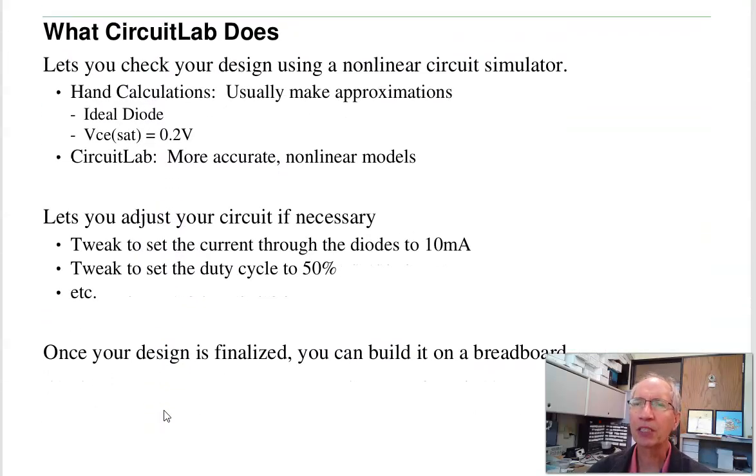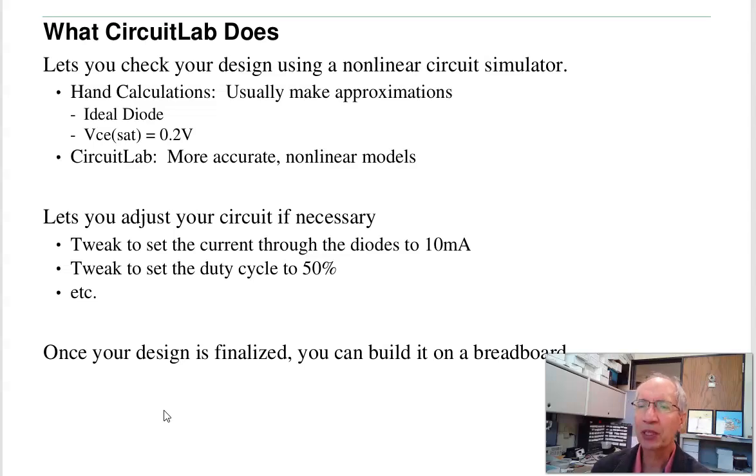What CircuitLab does is it lets you check your design using a nonlinear circuit simulator. Your hand calculations typically make approximations, such as assuming ideal diodes, meaning a 0.7 volt drop, assuming when a transistor saturates, the voltage drop, collector to emitter is 0.2 volts, things like that. Things that are almost true, but not quite. Makes calculations a whole lot easier. Well, in CircuitLab, it uses a more accurate nonlinear model. That way you can check to see, will the circuit work in practice?